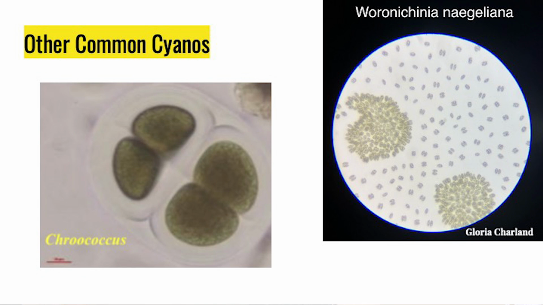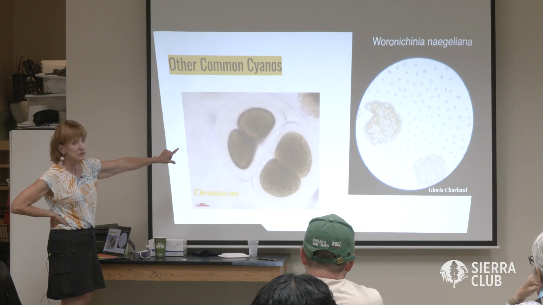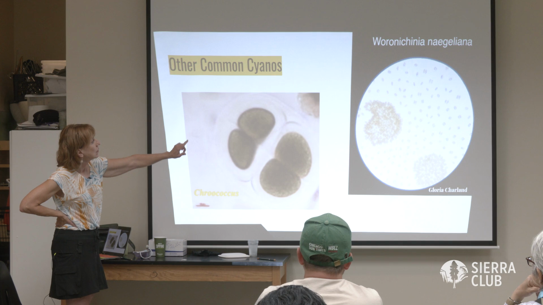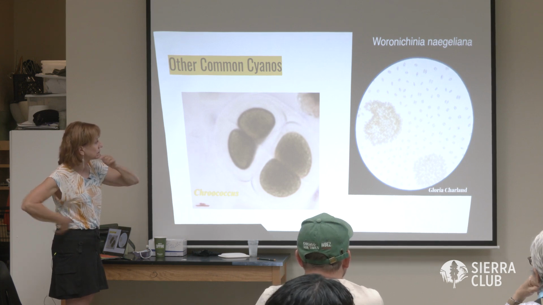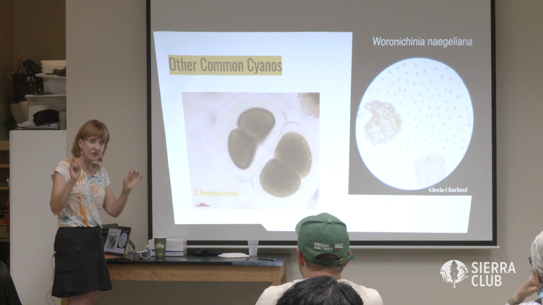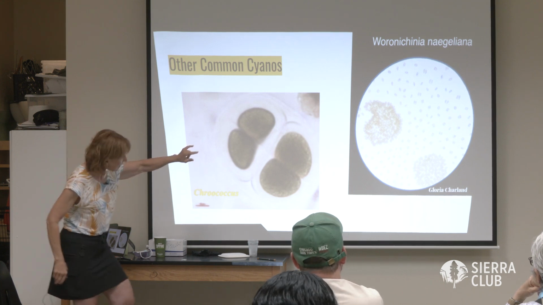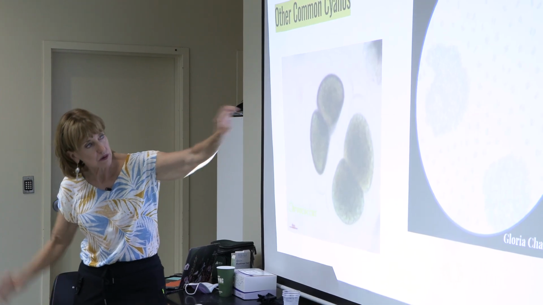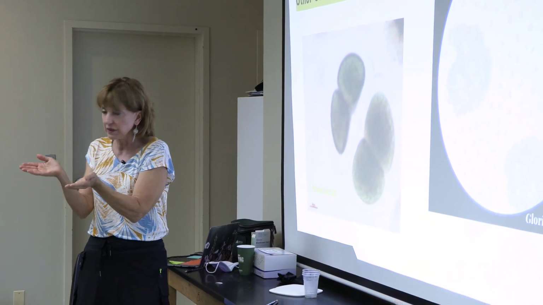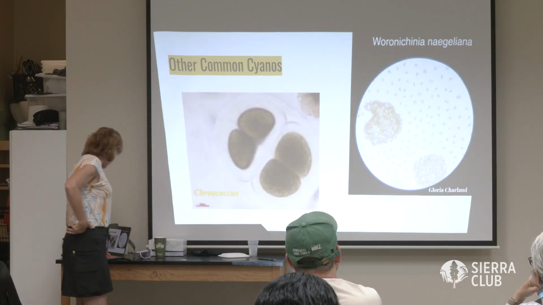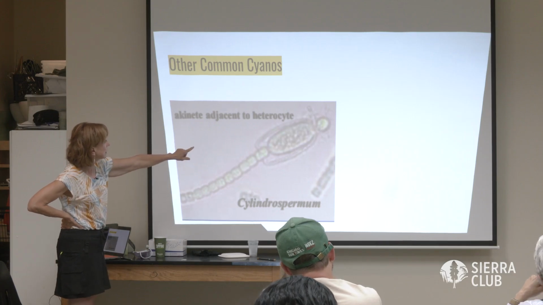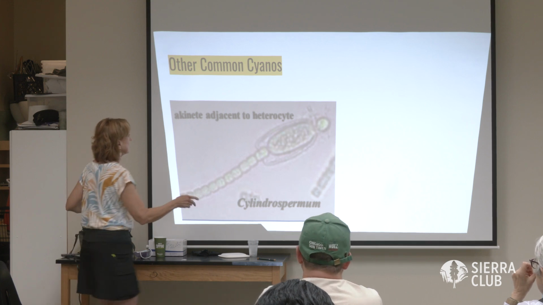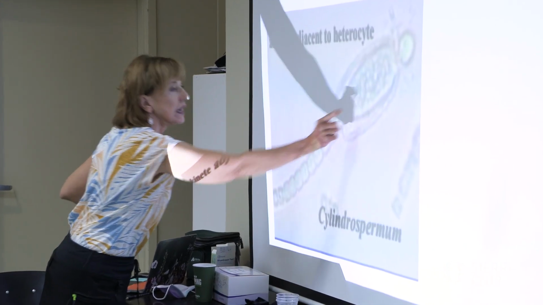Other common cyanos: Chroococcus, this is the one that occurs in single cells. Woronichinia, this is from Long Lake. It's fun. It'll have that colony, and then it'll have the single cells around it, and it has a dark ring around it. You're not going to see that in the Microcystis. And here's Cylindrospermum. The akinete is adjacent to the heterocyte.